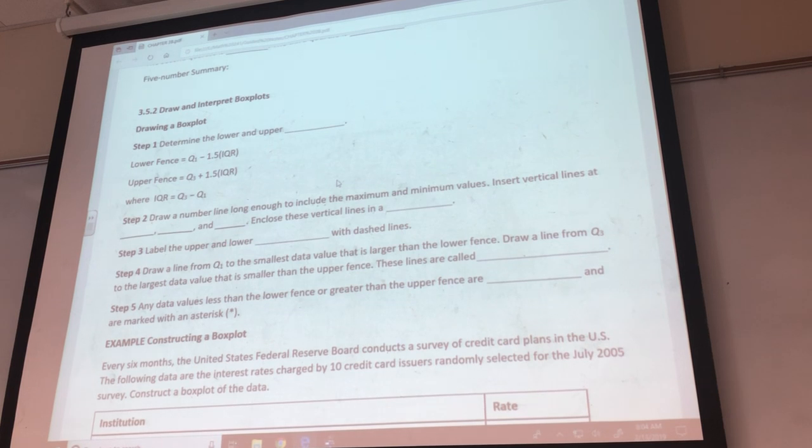So when we're doing our box plot, step 1 is to figure out your upper and lower fences. That's going to be based on these 3 formulas here. And remember on the test, I'll give you the formula for the fences, but I won't give you the one for the interquartile range. You have to know that one. So to start off, let's do our interquartile range for this example.